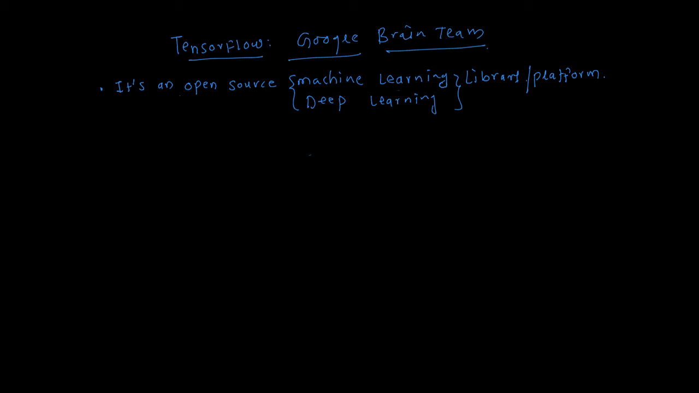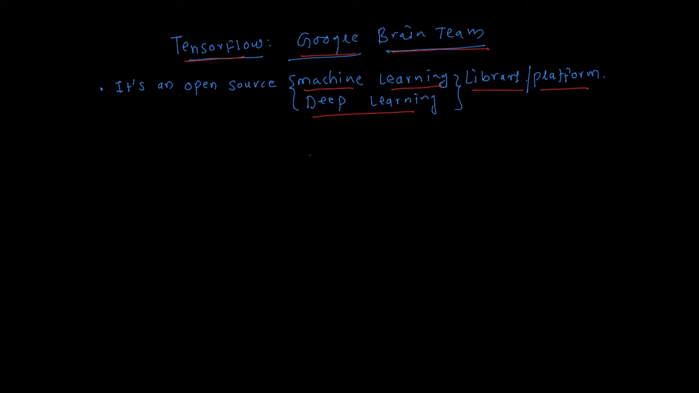So TensorFlow. So what is TensorFlow? It's an open source machine learning and deep learning library or platform. This TensorFlow was developed by Google Brain team. So the meaning of open source is it's freely available.